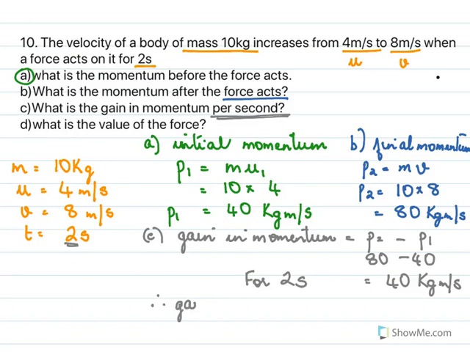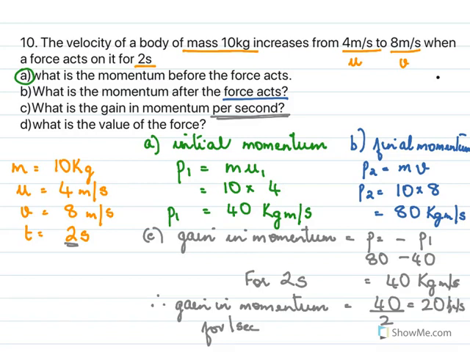Therefore, gain in momentum for 1 second will be 40 over 2, and that is 20 kg meter per second.